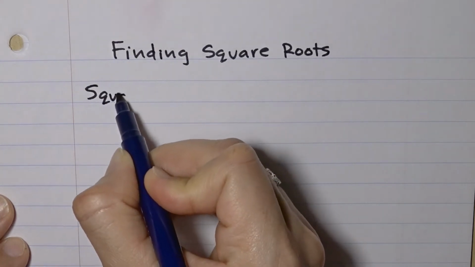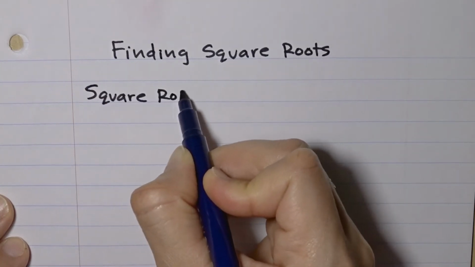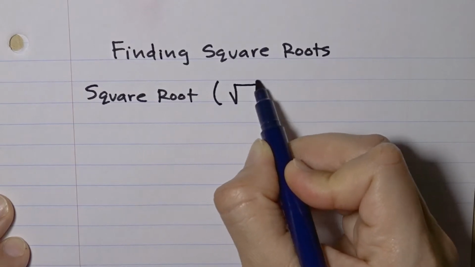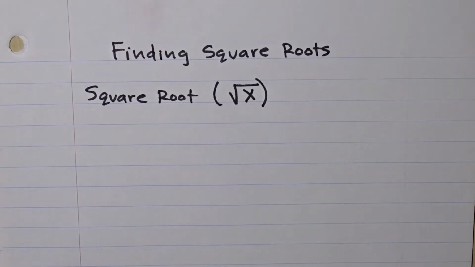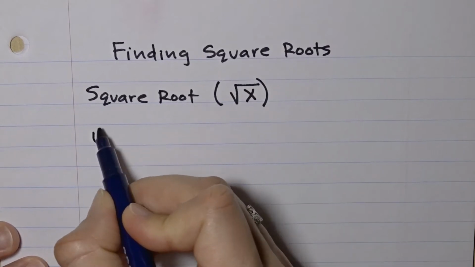So the square root symbol looks like this. It will be a check mark with a line above the top, and the inside number x will be a given value, a specific number. So let me give you an example.